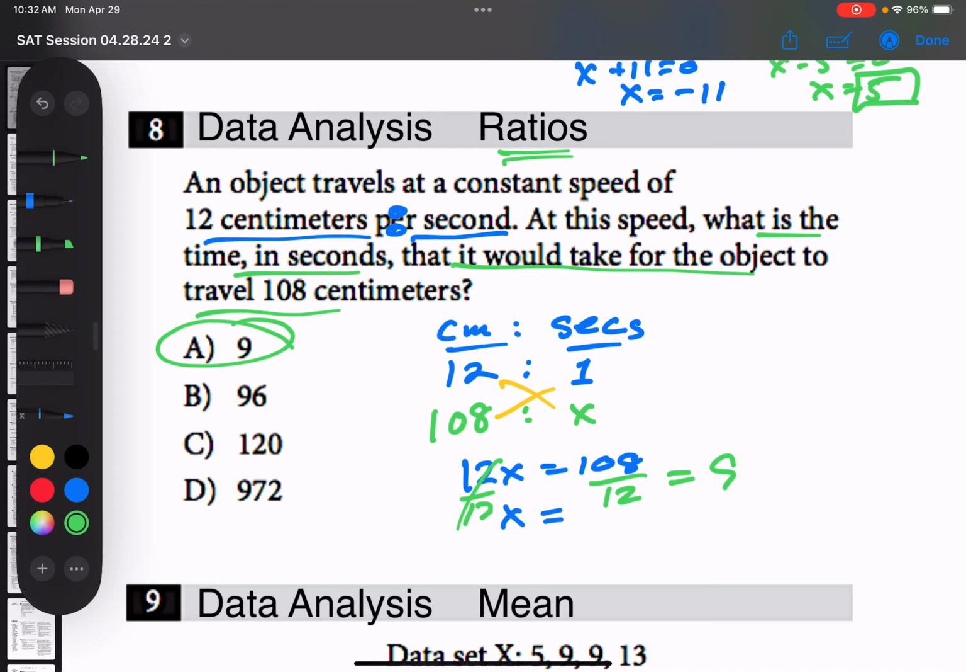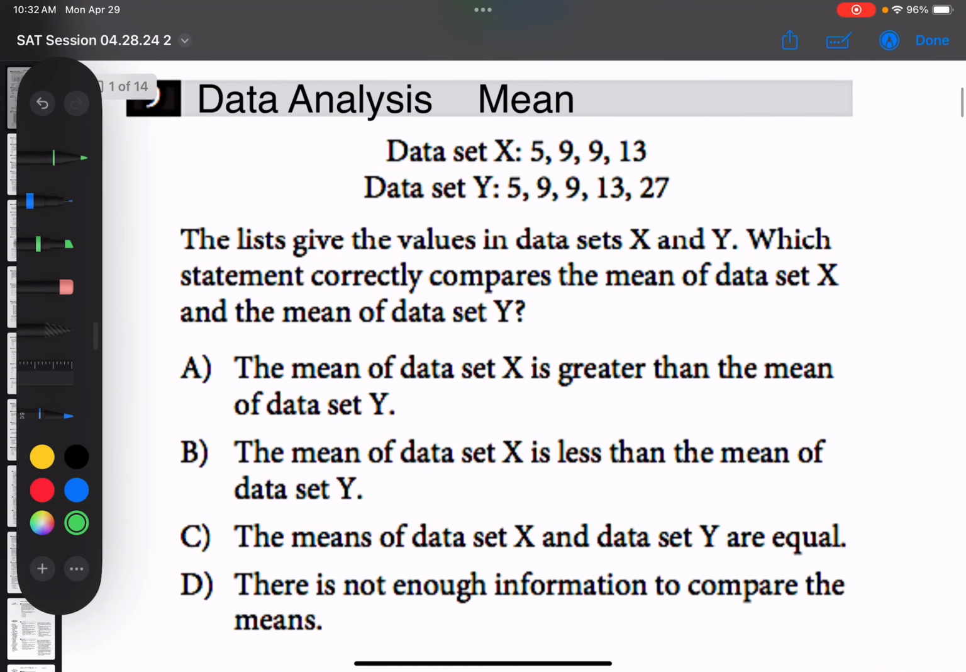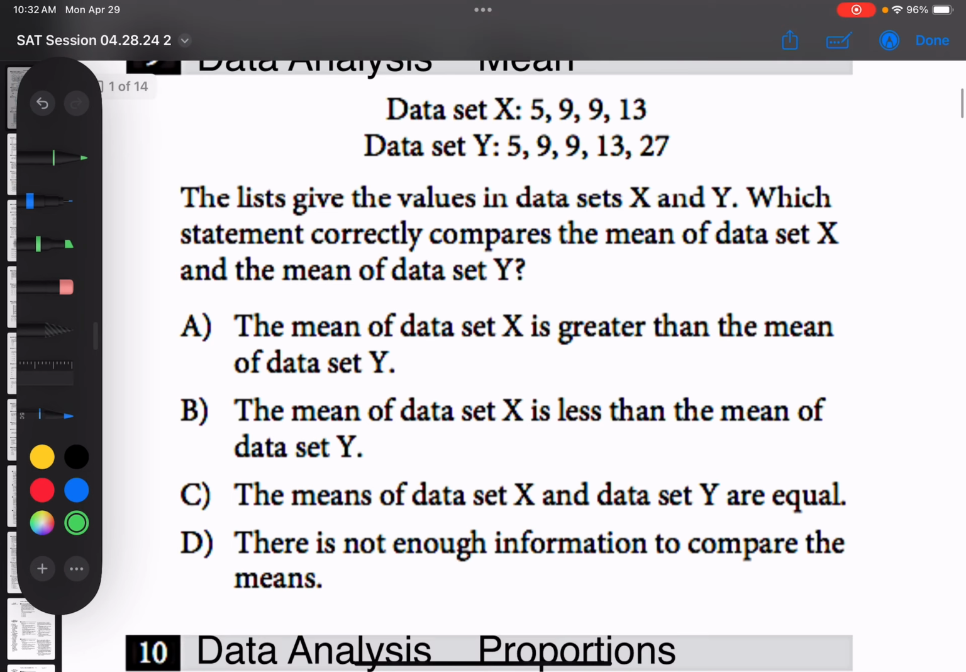There you go. Done. That's your answer. Question number 9. Data analysis also deals with mean, median, mode, range, standard deviation. So if you're not familiar with all that stuff that I just mentioned, well, you'll get familiar with it soon enough through the drills and exercises that we work on.